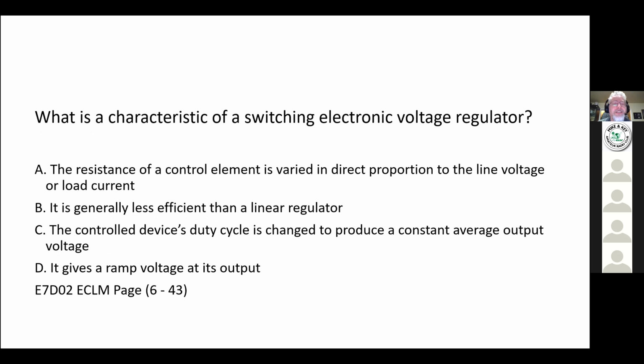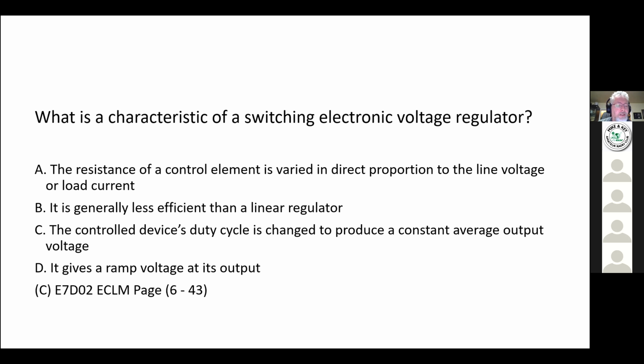What is a characteristic of a switching electronic voltage regulator? A, the resistance of a control element is varied in direct proportion to the line voltage or load current. B, it is generally less efficient than a linear regulator. C, the controlled device's duty cycle is changed to produce a constant average output voltage. Or D, it gives a ramp voltage as its output.